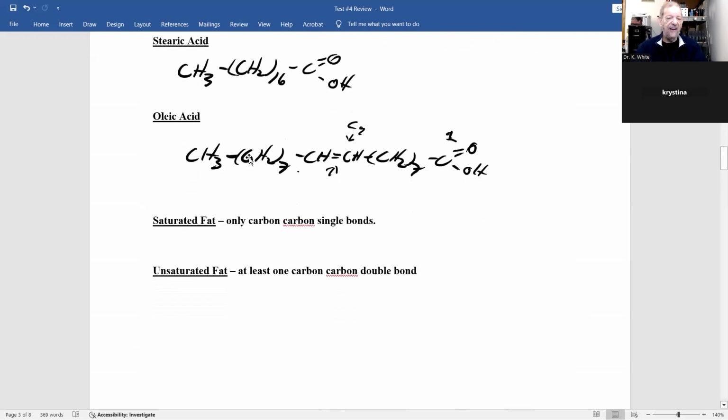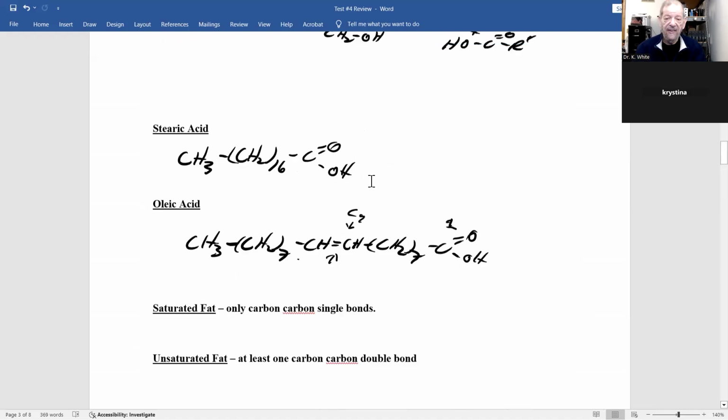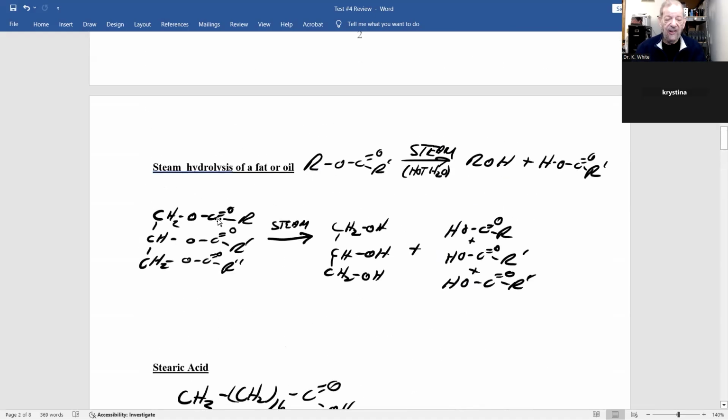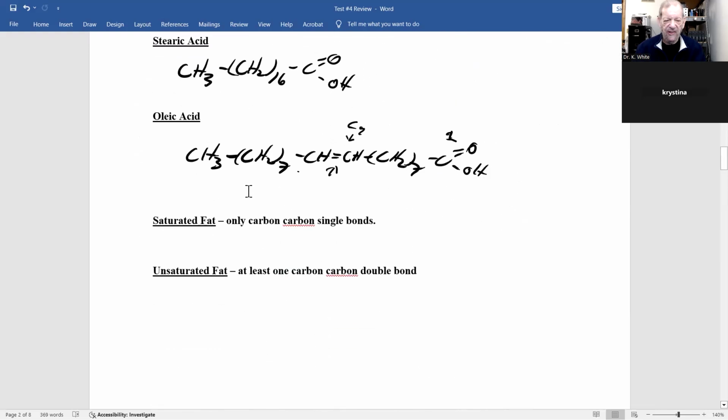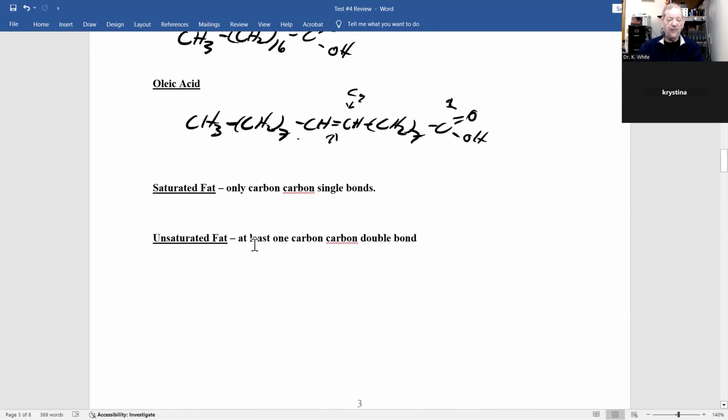Now, as I said, the stearic acid is an example of a saturated fatty acid found in saturated fats. And a saturated fat has only carbon-carbon single bonds. Still has a carbonyl from this ester, but the R group only has carbon-carbon single bonds. Unsaturated has at least one carbon-carbon double bond.